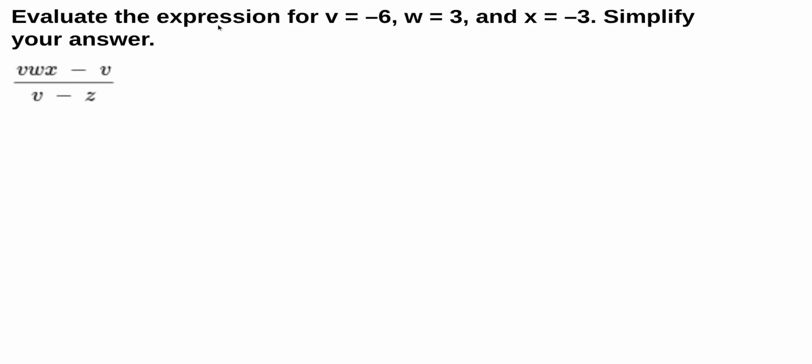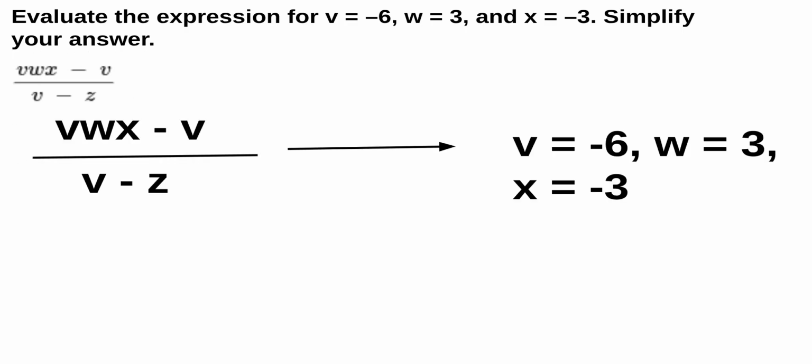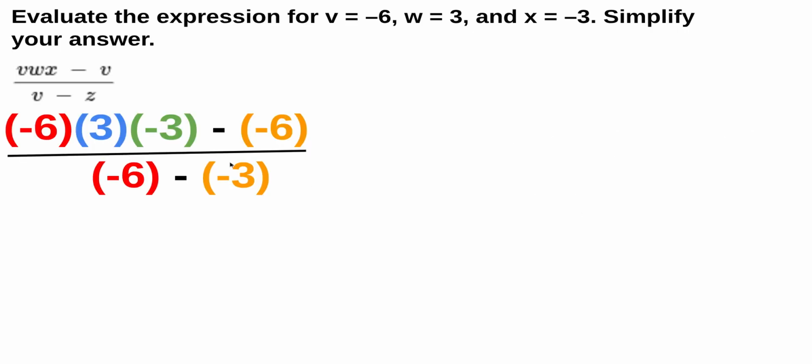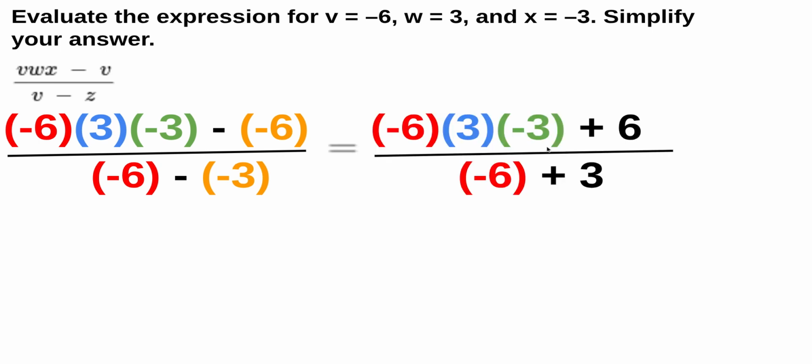Evaluate the expression for v equals negative 6, w equals 3, and x equals negative 3. Simplify your answer. So you have this expression. First of all, we already know the values. We know that v is going to be negative 6, w is going to be 3, and x is going to be negative 3. We simply can just plug them into this expression. We know that this can be written as all this, but with the plus 6. Why? Because this is literally just saying that negative times negative is positive, and negative times negative is positive.